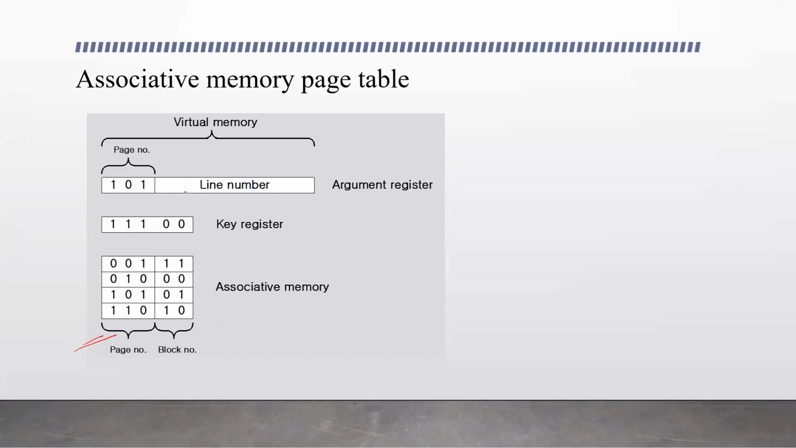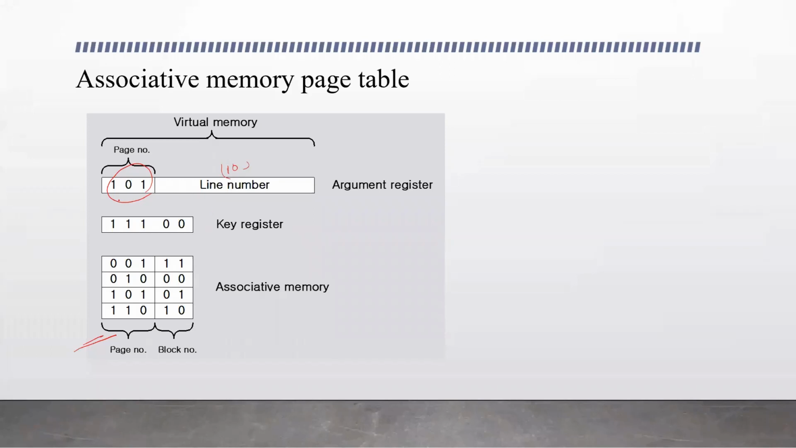Associative memory is content addressable memory. The virtual address that the CPU generates is placed in the argument register. The argument register has the virtual address, with the first 3 bits as the page number and the last 10 bits as the line number. And the key register is used to identify the key that needs to be compared with the content of associative memory.